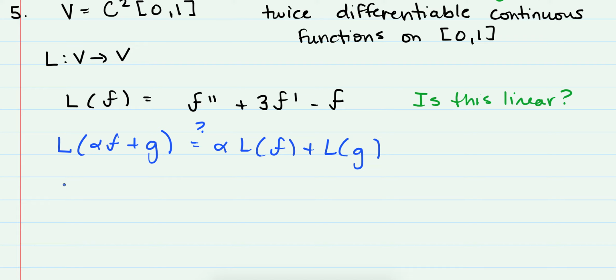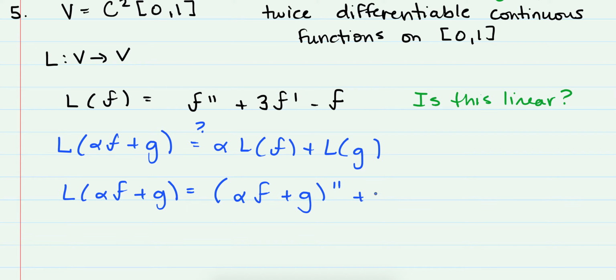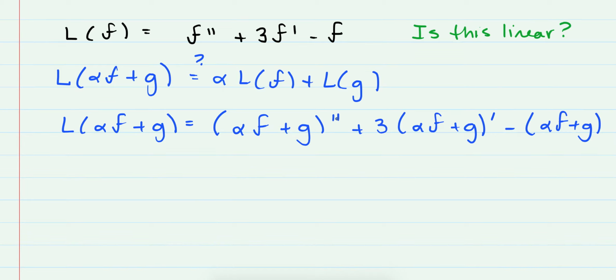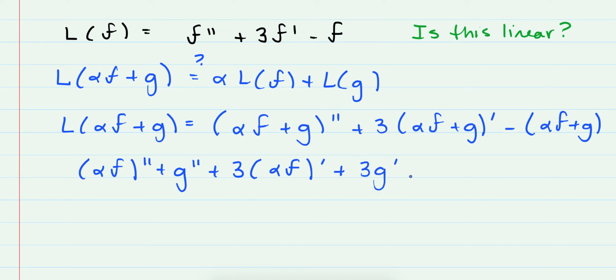So let's apply it. L applied to alpha times F plus G is equal to, well, I'm going to take alpha times (F plus G) second derivative, add to it 3 times alpha times (F plus G) first derivative, and then subtract alpha times (F plus G). What do we know about derivatives? You can distribute the derivative to the inside of this function. So you get alpha times F second derivative plus G second derivative, plus 3 times alpha F derivative plus 3 times G derivative, minus, this negative is sent to everything on the inside of that parentheses.